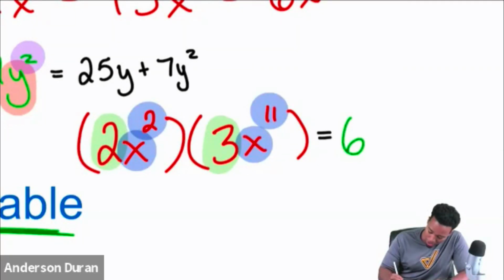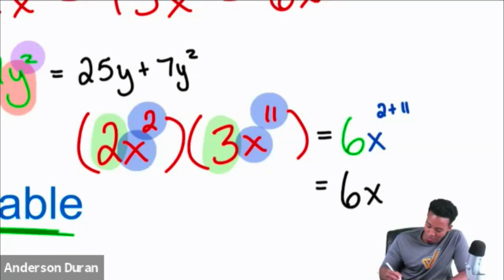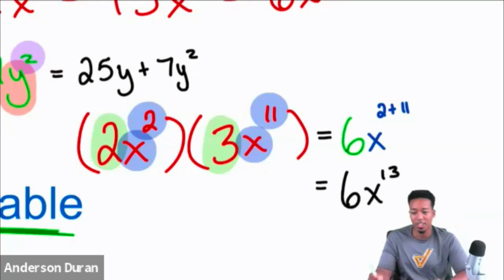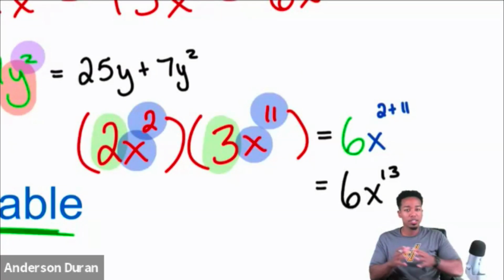So we're going to end up having 6x to the power of 2 plus 11, which is the same thing as getting a 6x to the power of what? 13. That's right. 13. Right there. And so remember, gang, there are rules to each of these operations.